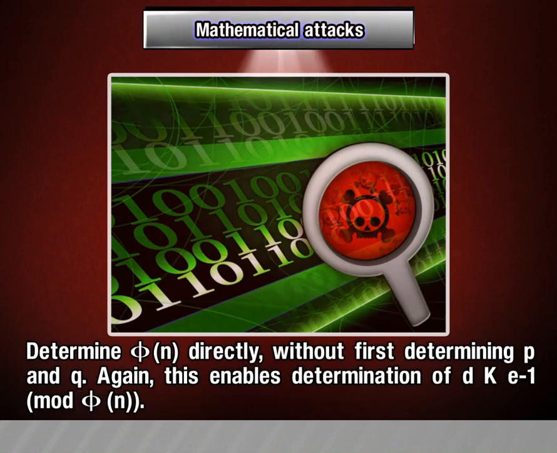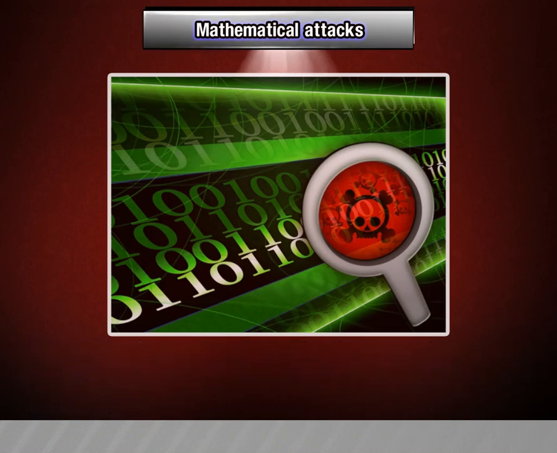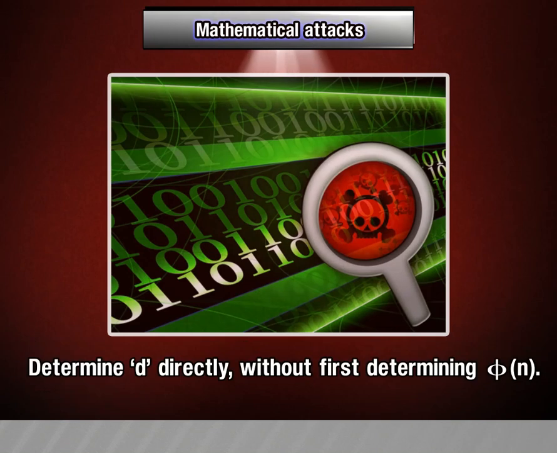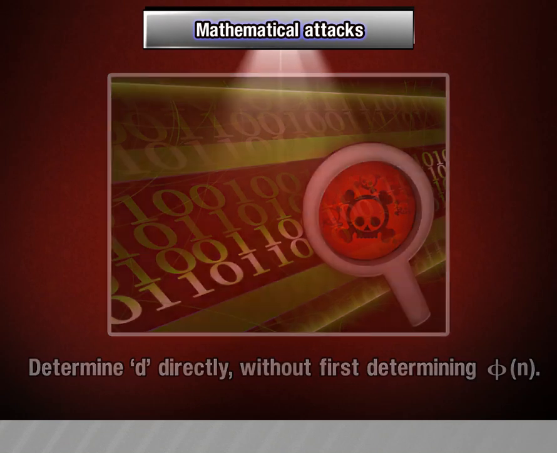Determine phi of n directly without first determining p and q. Again, this enables determination of d as the inverse of e mod phi of n. Determine d directly without first determining phi of n.